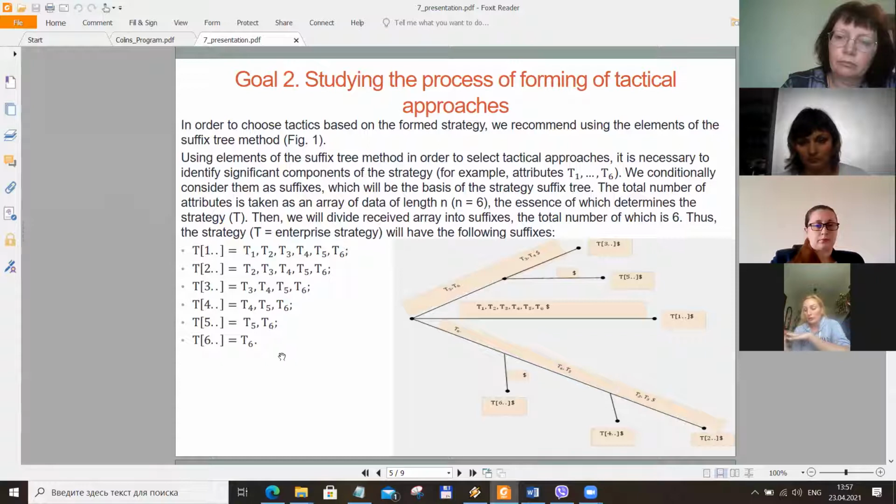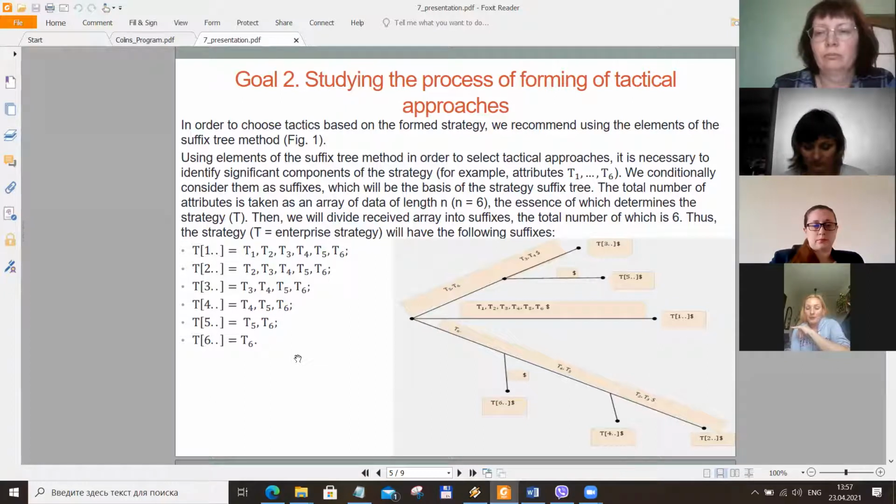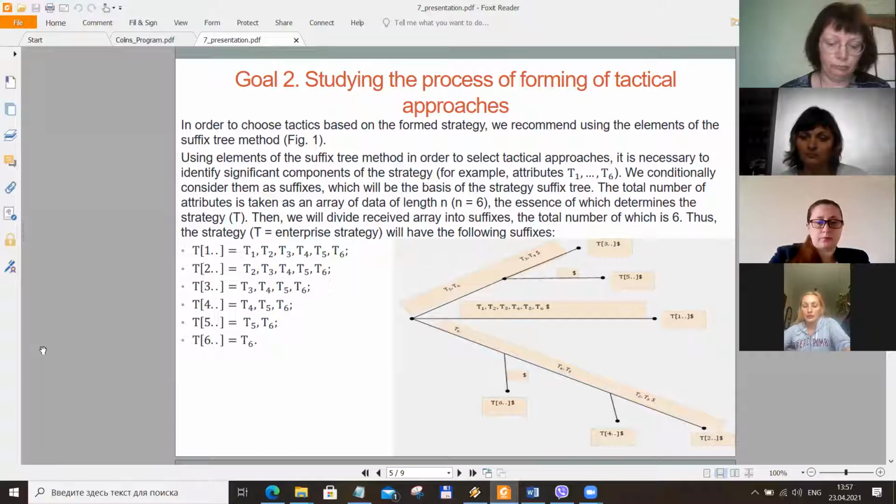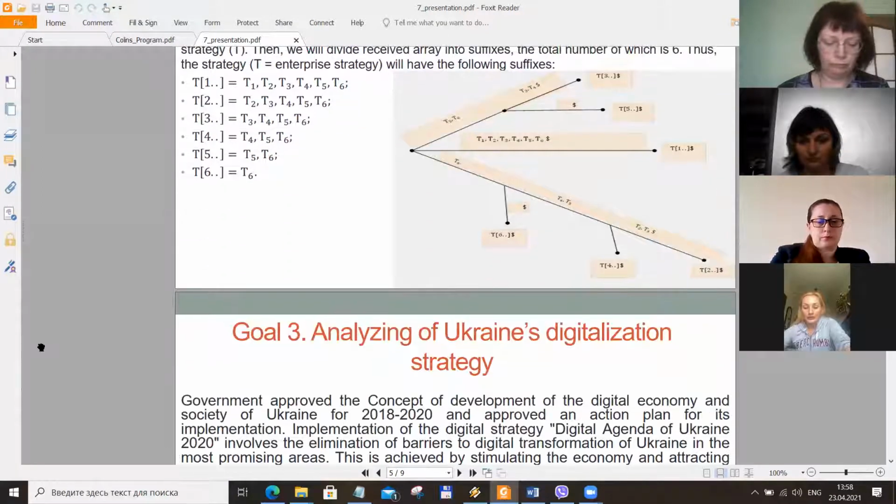We use the suffix tree to select the tactical approaches. For this reason, we set the strategy as an array. For example, T means enterprise strategy, and using the suffix tree, we set the enterprise strategy as a tree. So this suffix tree has different leaves, and moving from the root of this tree to each of these leaves, we can see the attributes of the strategy, and we can see different tactical approaches. So we consider them as suffixes.